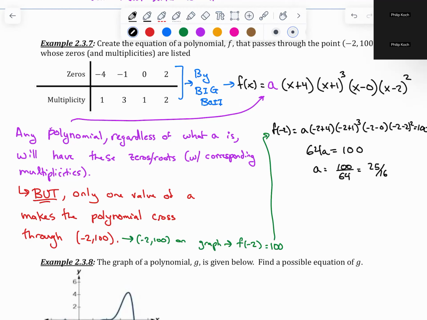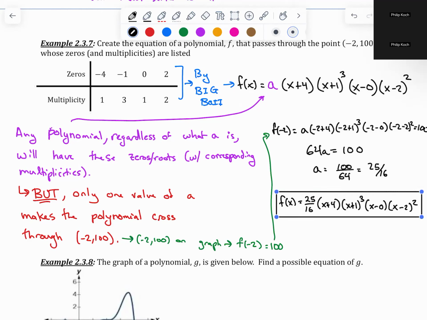As long as a is equal to 25/16, it will cross through the point -2 comma 100. Otherwise, it will never do that. It will eventually hit a y value of 100, but it won't happen when x is equal to -2. So the final answer is that f of x equals 25/16 times x plus 4 times x plus 1 cubed times x minus 0, which you could just write as x, by the way, times x minus 2 squared. And there it is. Ta-da! Very fun problem. We can make up polynomials now.